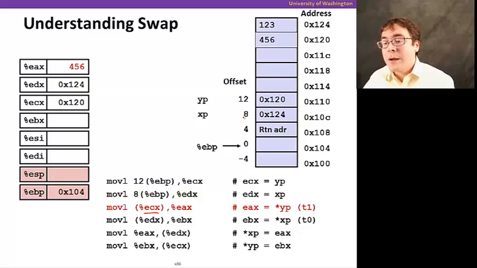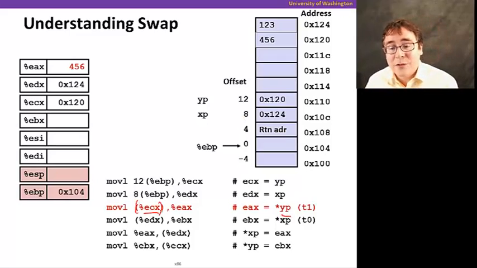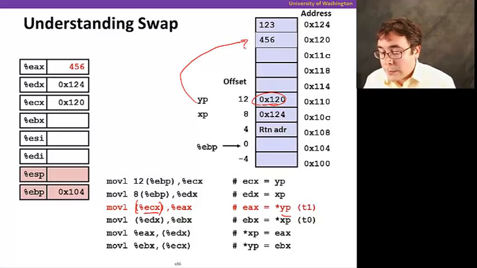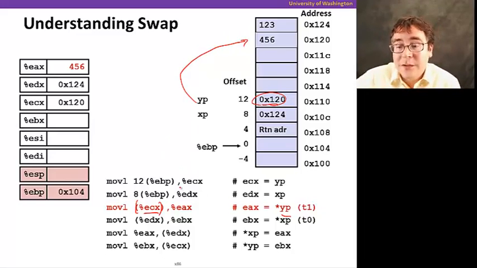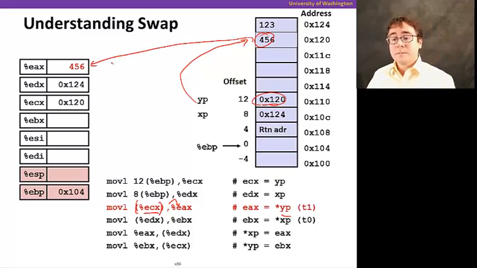So what we want to do now is store the contents pointed to by YP into register EAX. But remember that we had just put YP into ECX, so now ECX holds an address. That means if we use ECX as an address, we're actually getting the data pointed to by YP. And since YP held address 120, that is pointing right here. When we execute this instruction, we're getting the contents pointed to by YP, whose address is stored in ECX, and loading it into EAX. That's what happened here.